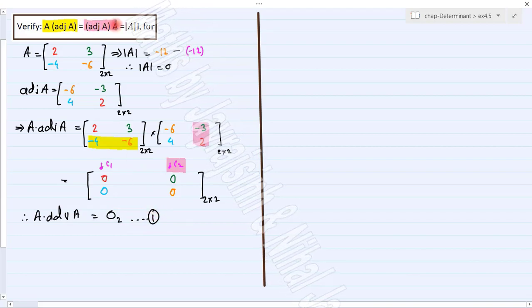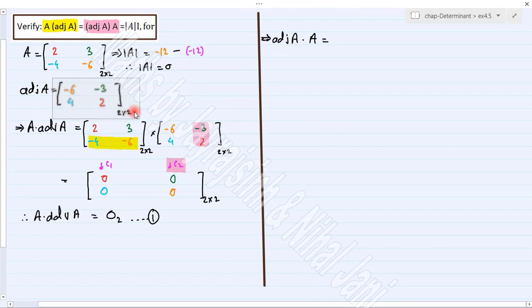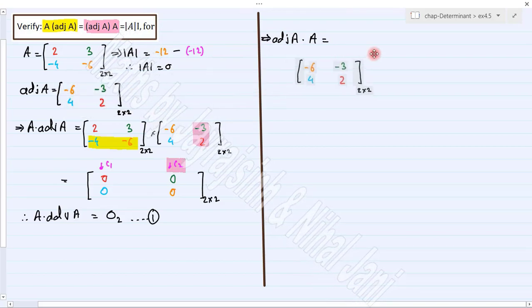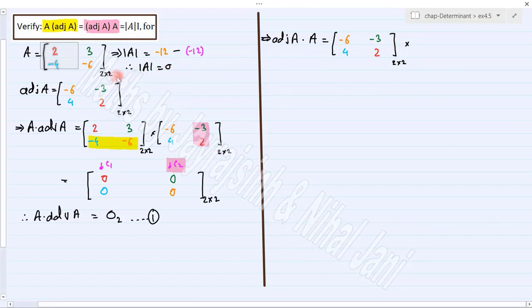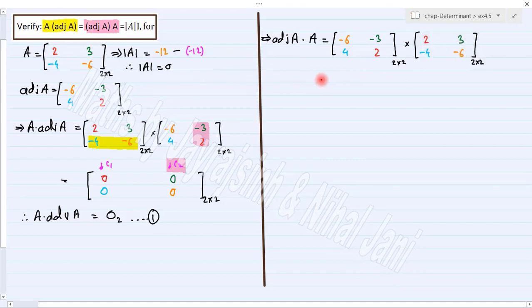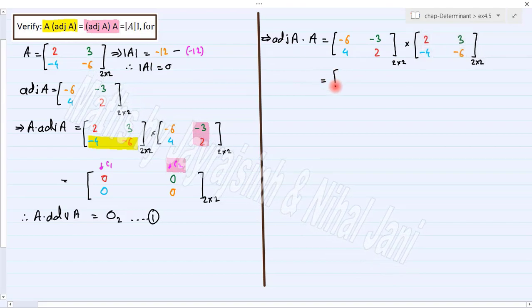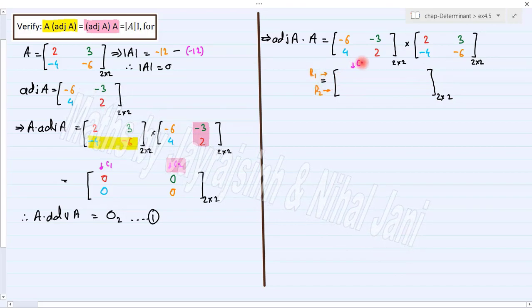Now let's try to get your second quantity, which is adjoint of A into A. So your first matrix will be adjoint of A and your second matrix will be matrix A. Again, both matrices are order of 2 cross 2. So your resultant matrix will also have order of 2 cross 2.